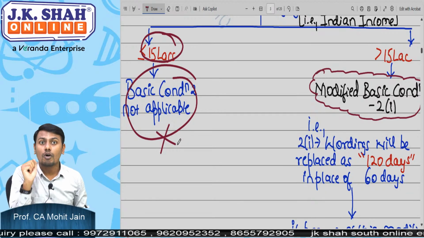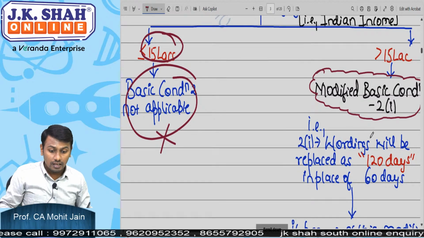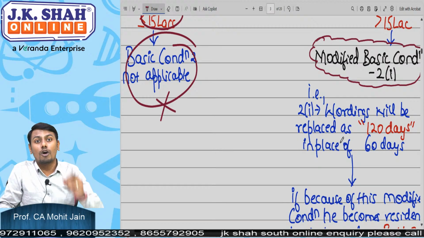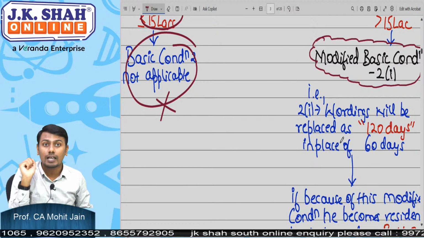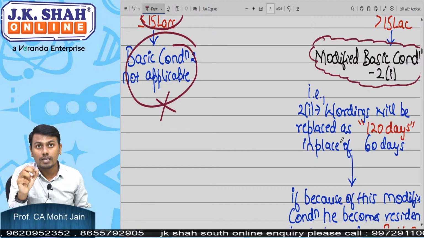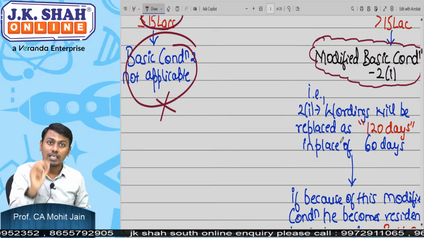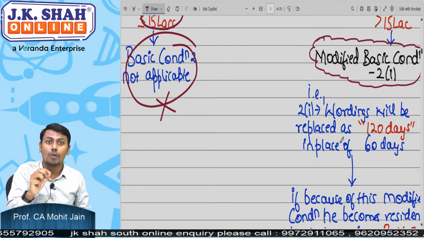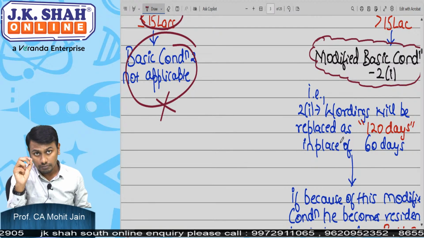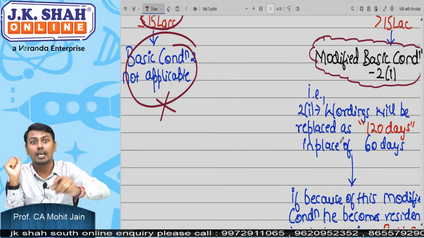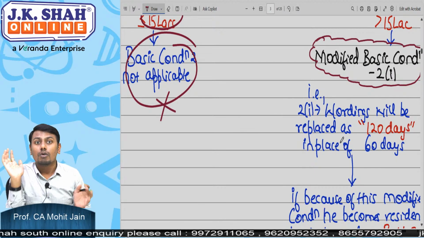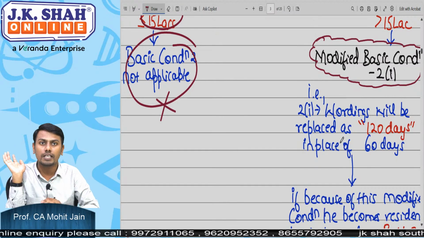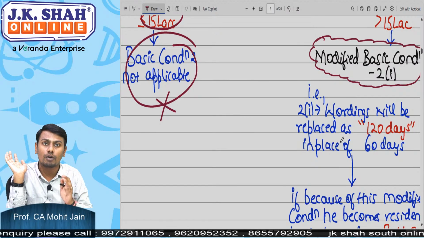And what is the modification? That is, wordings will be replaced as 120 days in place of what? 60 days. Earlier, what was the basic condition number 2? That in the previous year you have to be there in India for what? 60 days or more, and in the 4 preceding previous years you have to be there in India for what? 365 days or more. But now that 60 days is replaced with what? 120 days. Second sub condition remains the same. That is, in the 4 preceding previous years you have to be there in India for what?